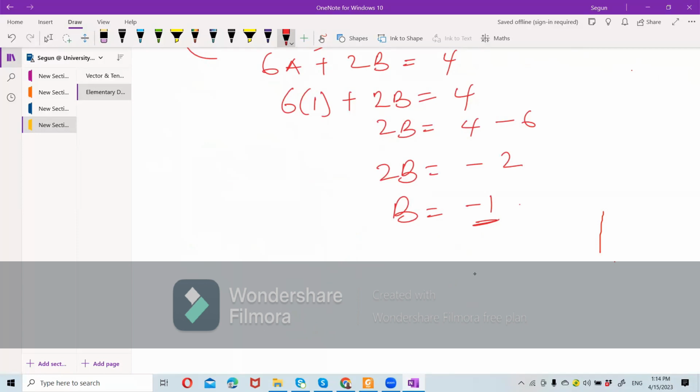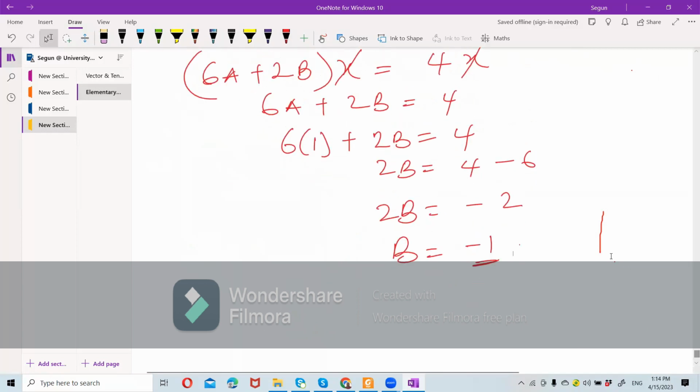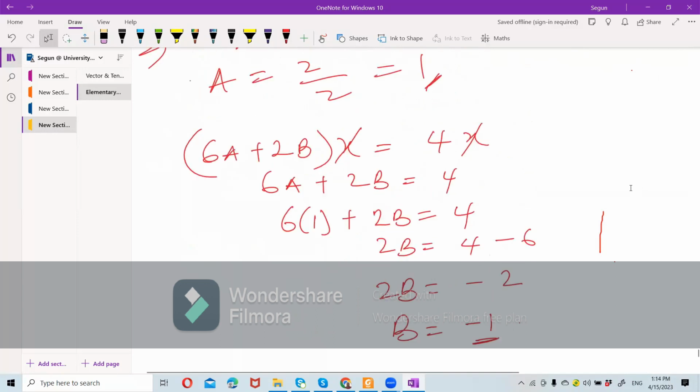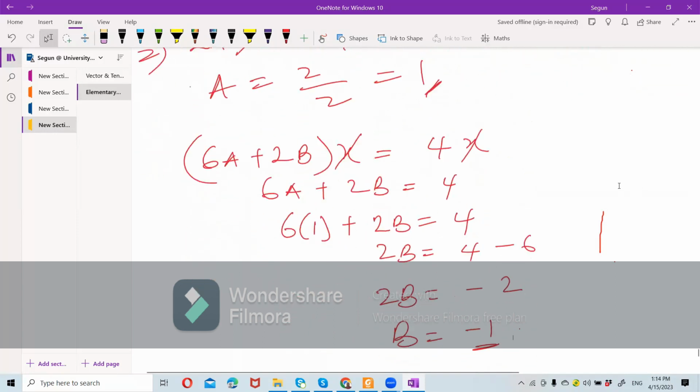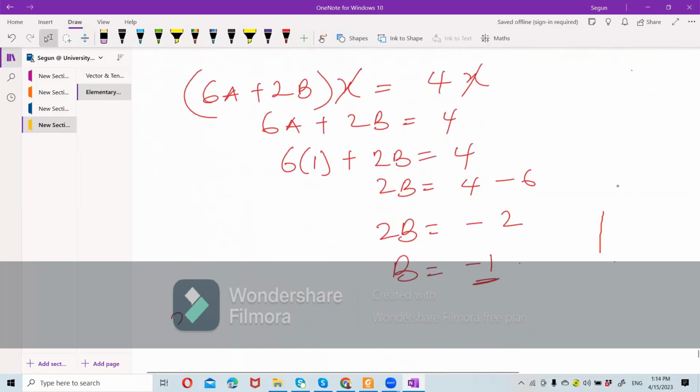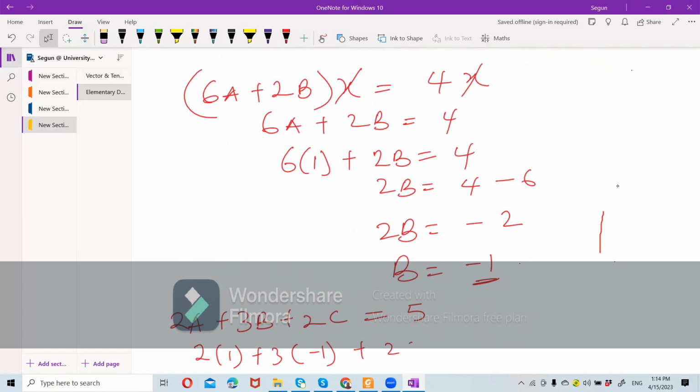So we can go ahead and do the one of constants now. The one of constants is very simple. We have 2a plus 3b plus 2c equals what? 5. We know a and b. This is 2 of 1 plus 3 of minus 1 plus 2c equals 5.